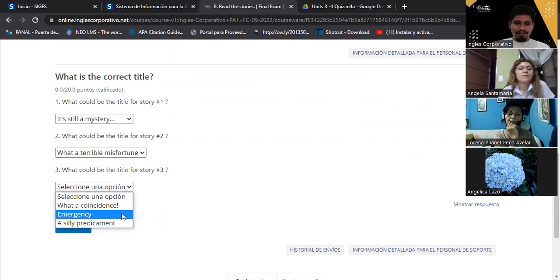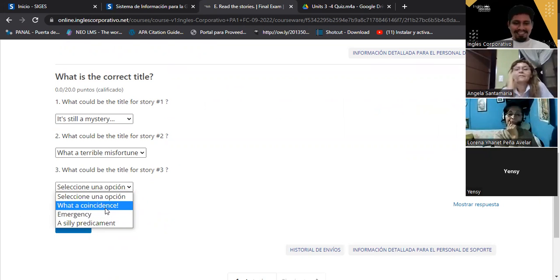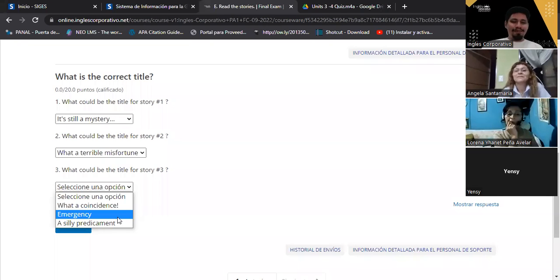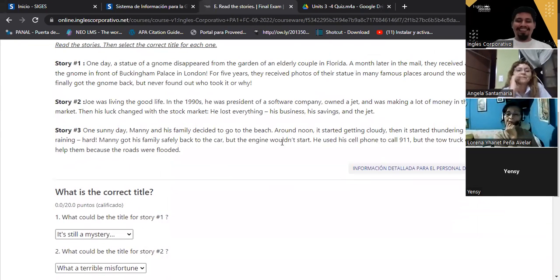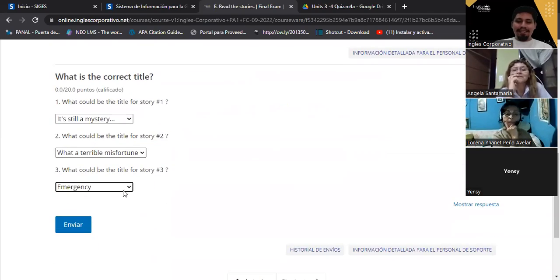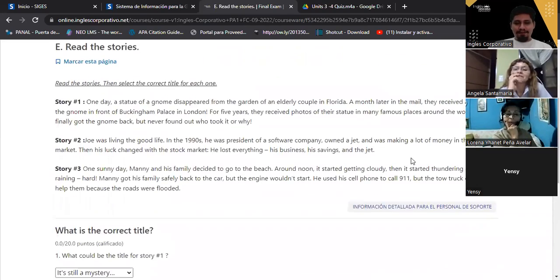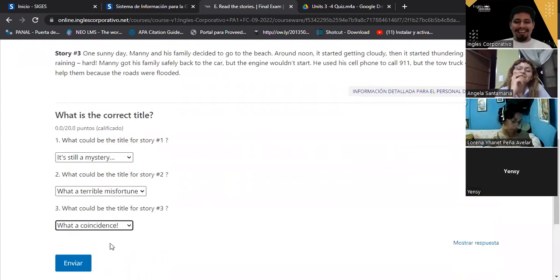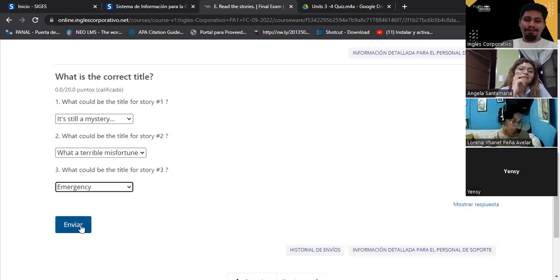What a coincidence, emergency, or a silly predicament? Emergency. What a coincidence. Do you think? No, sorry. Emergency. Okay, it's an emergency, but what is the meaning of this? It could be what a coincidence. Just imagine, first of all, the rain. They called 911, but the truck couldn't help them because the roads were closed. So it could be what a coincidence too, but for everyone it is an emergency.